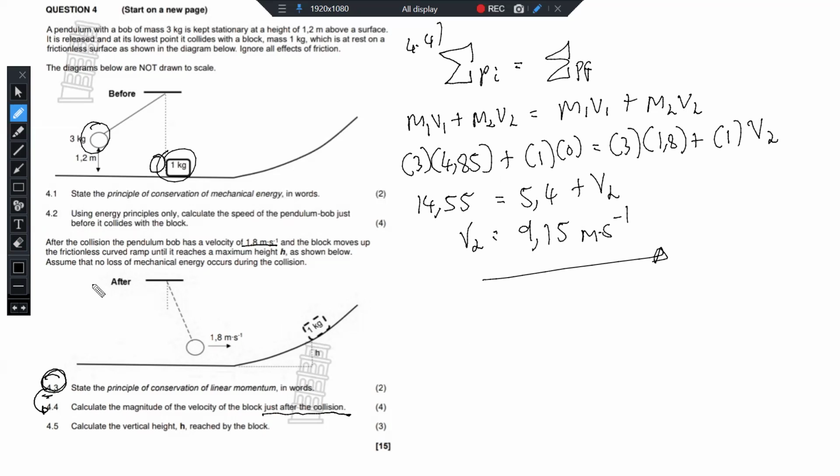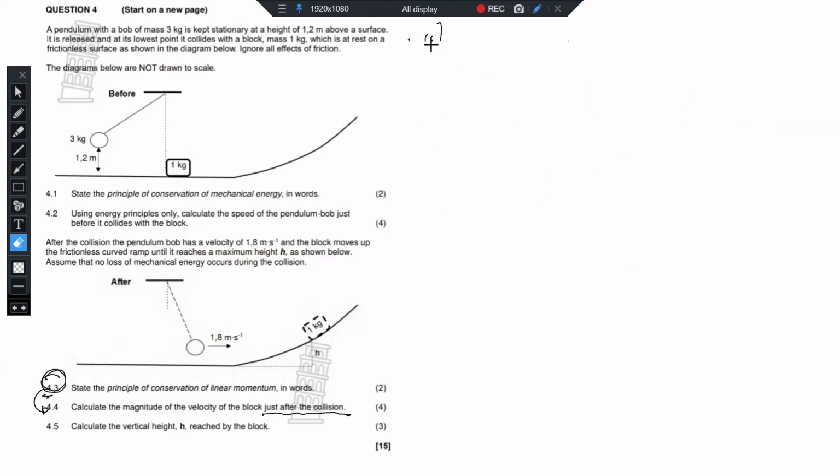Okay, and then now let's proceed to 4.5. It says calculate the vertical height reached by the block. Again, we are still on a frictionless surface. So to calculate the height, we would have to use the principle of conservation of mechanical energy. So we'll say mechanical energy initially is equal to sum of mechanical energy finally, right?